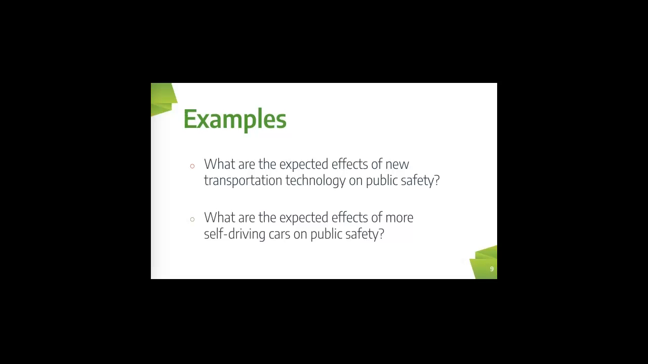Let's look at some examples to illustrate. The first question, what are the expected effects of new transportation technology on public safety, is too broad. In researching, I could be going into a lot of different technologies, from high-speed trains to jetpacks to drone buses. Taking our better example from before, the focus is on one new transportation technology, the self-driving car. Additionally, the first question focuses on new transportation technology, which could force me to look for transportation concepts that haven't made it into database articles yet.